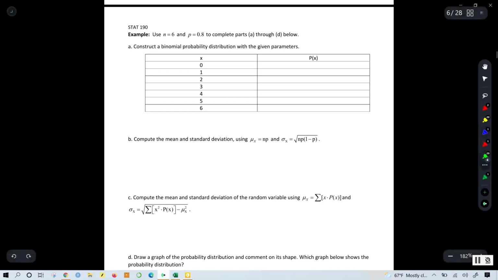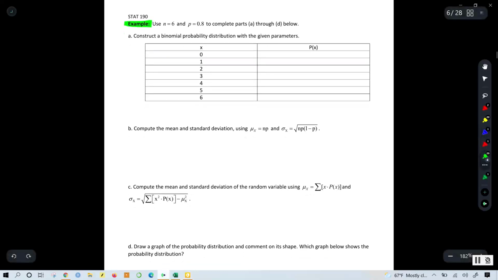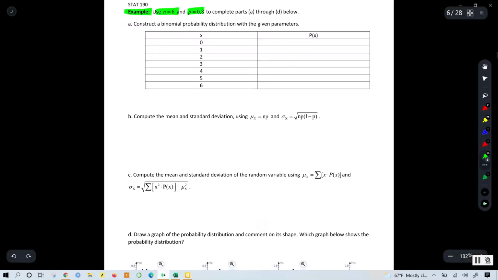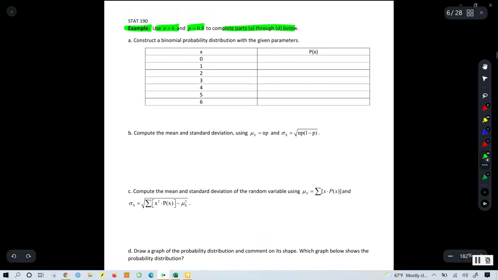So we continue to the next example. We're to use n equals 6 and p equals 0.8 to complete parts A through D below. First, in part A, we are required to construct a binomial probability distribution with the given parameters n equals 6 and p equals 0.8. We have the given possible values of x, and we would like to write out the respective probabilities.